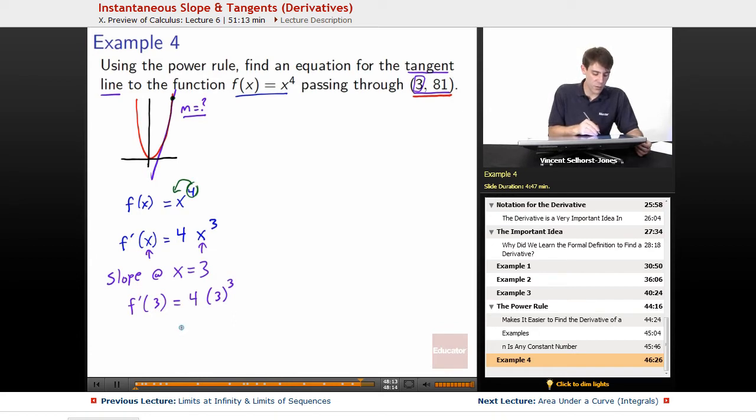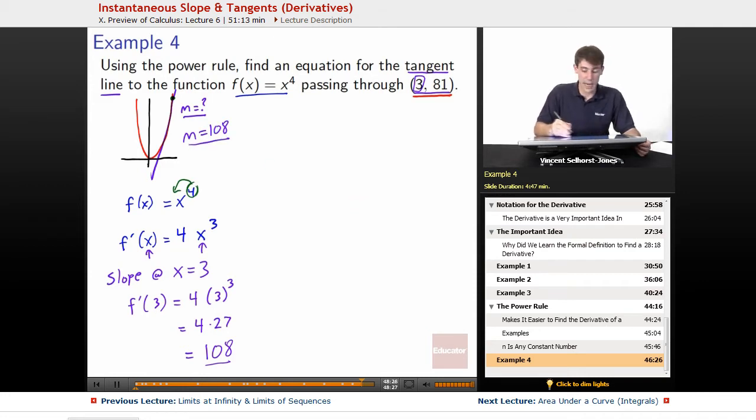F prime of 3 equals 4 times 3 cubed. 3 cubed is 27. 4 times 27 equals 108. So we now know that the slope of our tangent line is 108. So if we're going to work out the tangent line, it is going to use this slope, m equals 108.